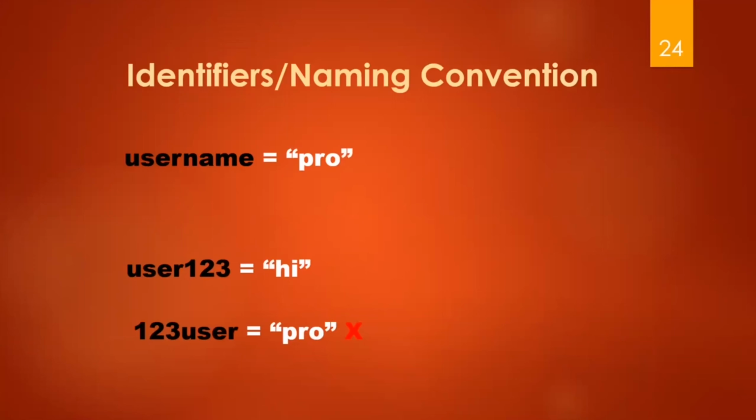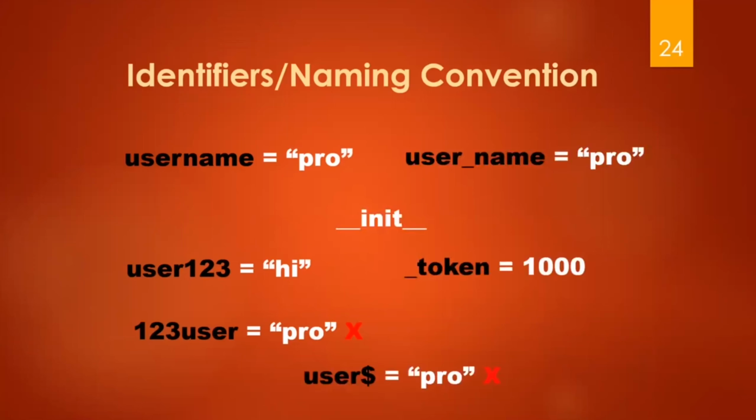Then we also discussed identifiers and naming conventions as we went through the data types. A username or variable name should not start with a number or numeric value, or contain any special character like $, but you can write an underscore between two words. And if you have underscores on both sides, like __init__, it is a keyword which has a fixed value. So that's how it is.